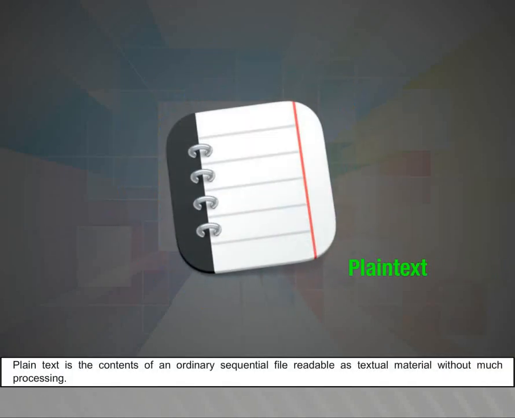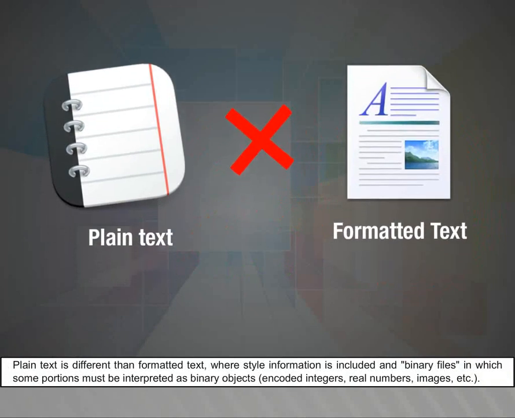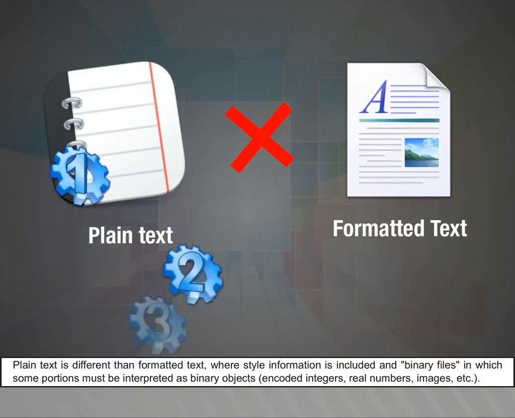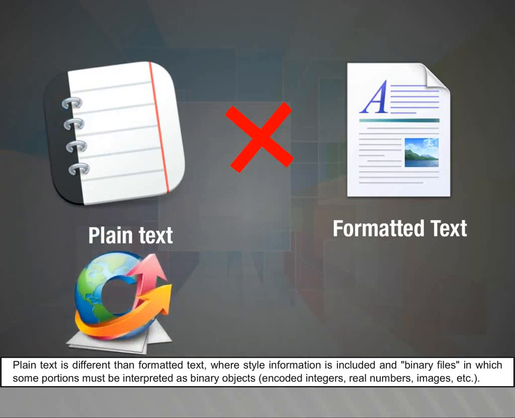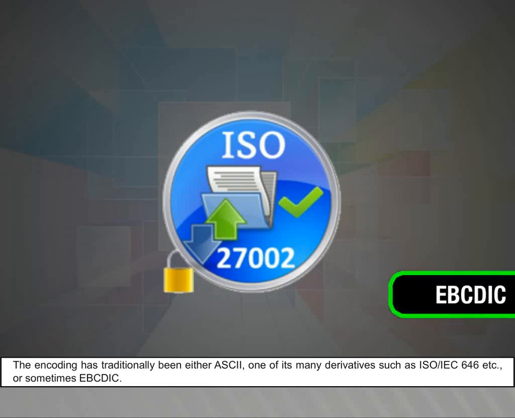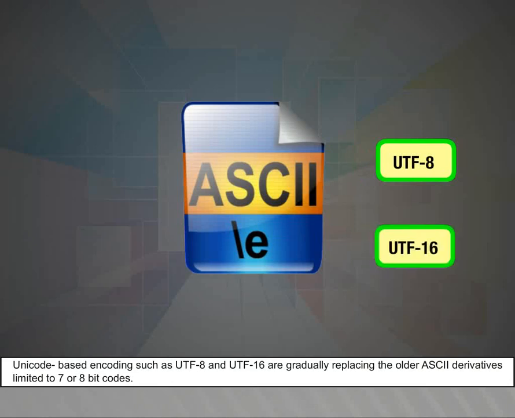Plain text is the content of an ordinary sequential file readable as textual material without much processing. Plain text is different than formatted text, where style information is included, and binary files, in which some portions must be interpreted as binary objects, that is, encoded integers, real numbers, images, etc. The encoding has traditionally been either ASCII, one of its many derivatives such as ISO/IEC 646, etc., or sometimes EBCDIC. Unicode-based encodings such as UTF-8 and UTF-16 are gradually replacing the older ASCII derivatives limited to 7 or 8-bit codes.